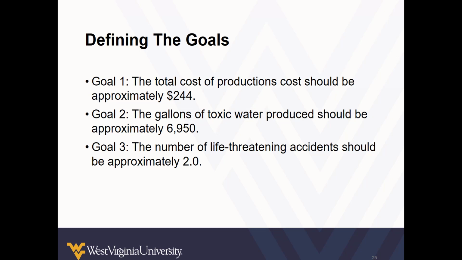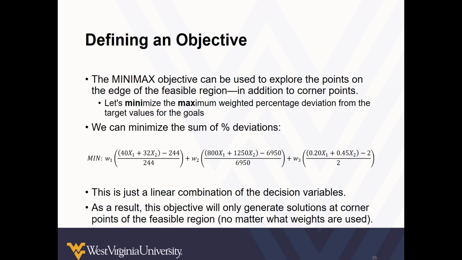And this slide just reviews those goals again. The Minimax objective can be used to explore the boundary of the feasible region. So we want to minimize the maximum weighted percentage deviation from the target values for the goals. That effectively looks like the equation on the slide, but is represented in Excel by using the SUMPRODUCT function. It's just a linear combination of the decision variables. Let's add this objective to the Blackstone mining example and play around with weights, which, as experimented with before, can help us define our priorities.